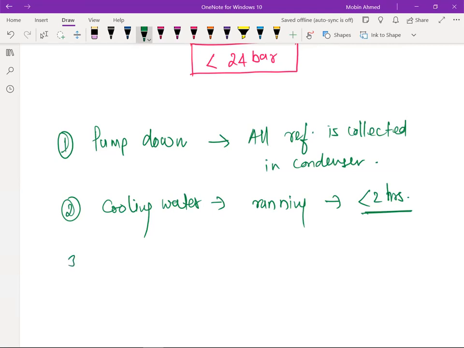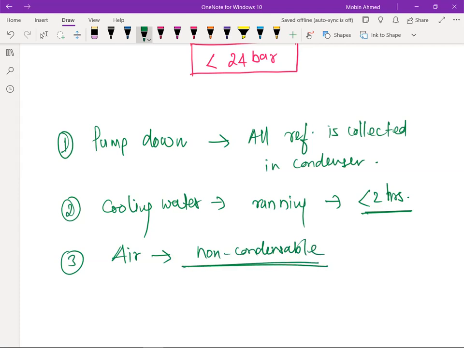Now what will be there? Air. Air is a non-condensable gas. It cannot be condensed. So if it is a non-condensable gas, it cannot condense, and only the air is going to remain on the top of the condenser.